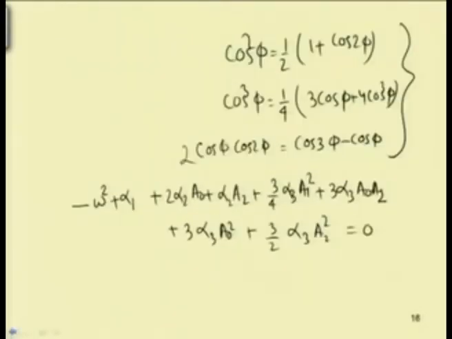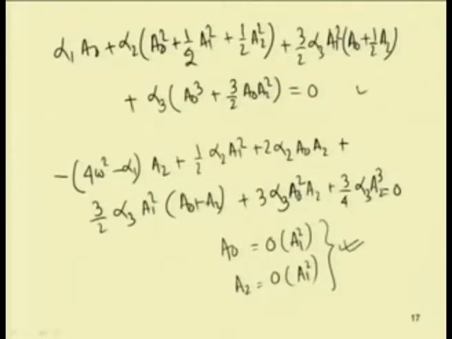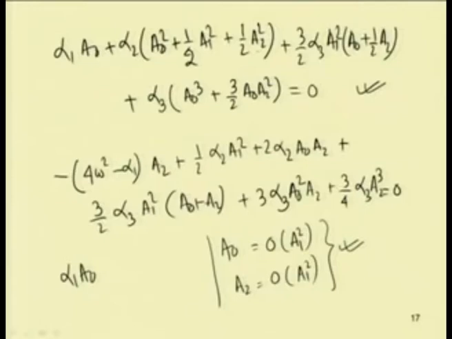write these expressions. From the second equation, we can write this alpha 1 a 0. As a 0 is of the order of a 1 square, a 0 square will be of the order of a 1 fourth. So, you can neglect this term. Similarly, we can neglect this term as this is a 2 square, and a 2 square will be of the order of a 1 fourth. So, you can neglect this term also, and here also we can neglect this a 1 square a 0, that means it is also of the order of a 1 fourth as a 0 is of the order of a 1 square.